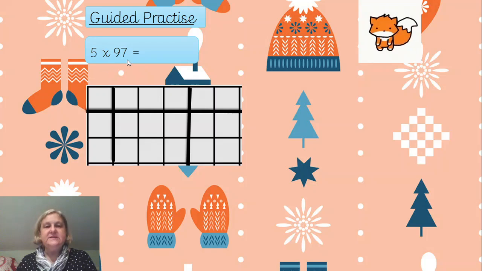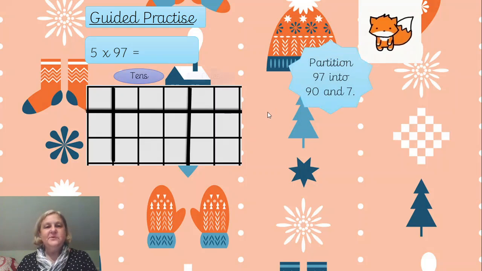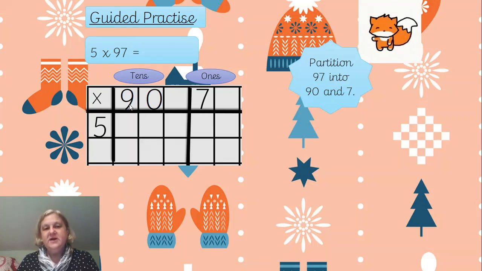We've got 90 and 7, partitioning it along the top, and we're going to times it by the 1-digit number which is underneath. So 9 fives or 5 nines. I'm going to do 9 lots of 5. If I know that 10 lots of 5 is 50, I could do that and take off a 5, and we've done this in class to get 45, so that would be 450.